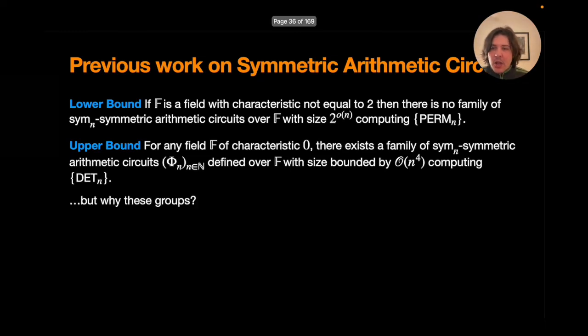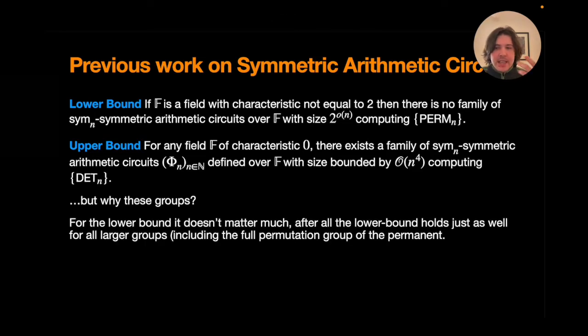And indeed, in the lower bound case, it doesn't seem to matter much. A fortiori, this lower bound applies to any group that contains Sym-n, so any larger group action, which includes in particular the full symmetry group of the permanent, which is a much more natural group to consider, and indeed a whole bunch of other groups one might consider. So in the lower bound case, while the group choice may be arbitrary, it applies to all sorts of much more canonical groups as well.